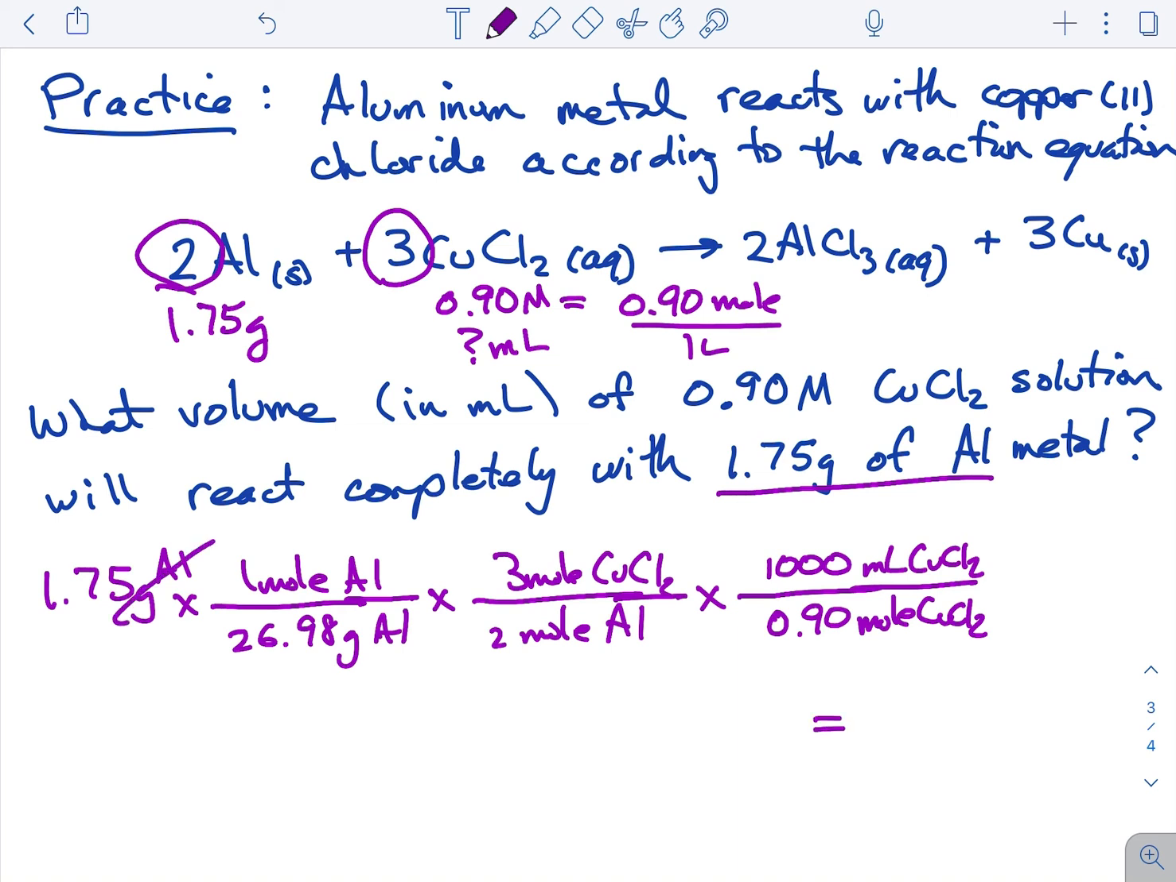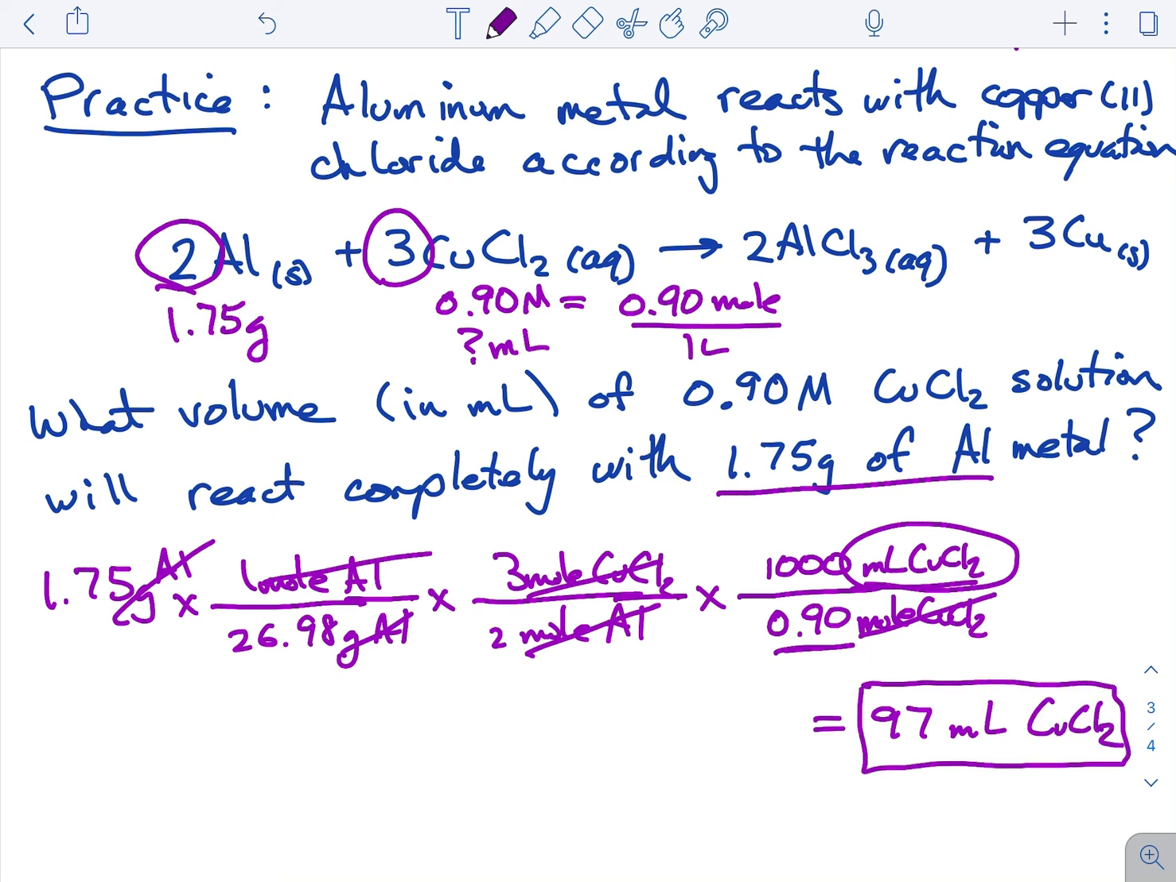So notice that grams of aluminum cancel, moles of aluminum cancel, moles of copper chloride cancel. We're left with milliliters of copper chloride. Hooray! So now 1.75 times 3 times 1,000 divided by, in parentheses, 26.98 times 2. That gives us 97. What do we got in terms of sig figs here? The molarity of the copper chloride limits us to 2. So we're going to call it 97 milliliters of that 0.9 molar copper chloride solution.